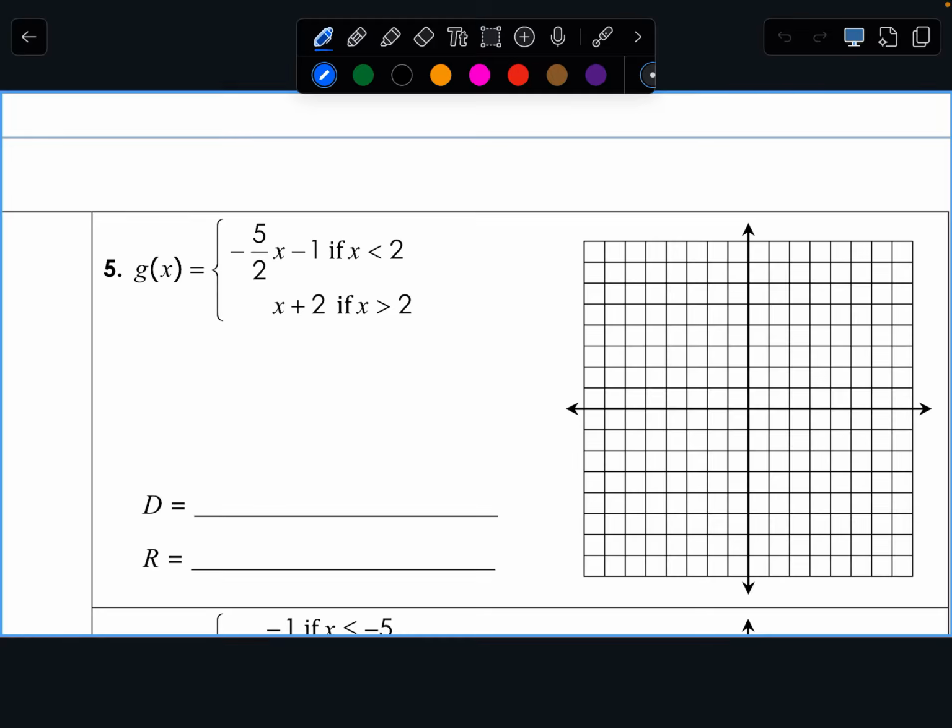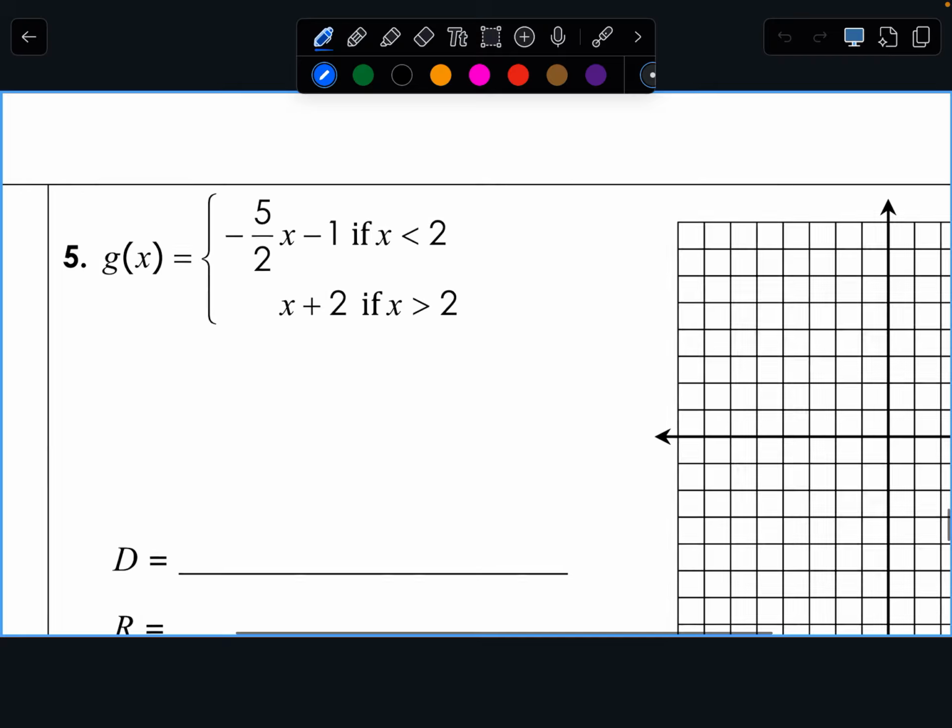So for number 5, we have g of x equals the two expressions. We have two pieces of a piecewise function, and here's how we're going to do this. First, I'm going to take the first line, which says negative 5 over 2 x minus 1, if x is less than 2. That's going to be part 1. The other one will be part 2.